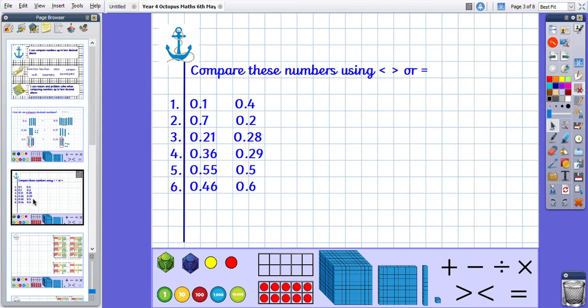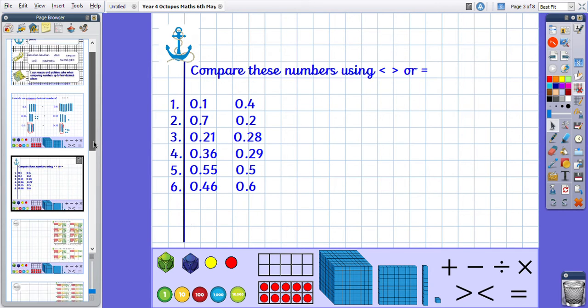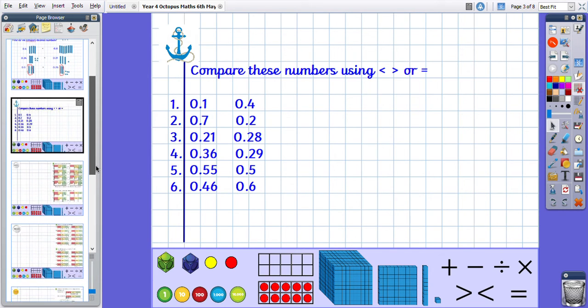So your anchor task today, I want you to have a go at comparing these numbers using your greater than, less than or equal sign. You can draw Deans in your book or counters if you want to help you. So comparing 0.1 and 0.4, for example, choosing which symbol you'd need in between the numbers. They get a little bit trickier as we go on because we start to deal with hundredths. So pause the video and have a go at that.